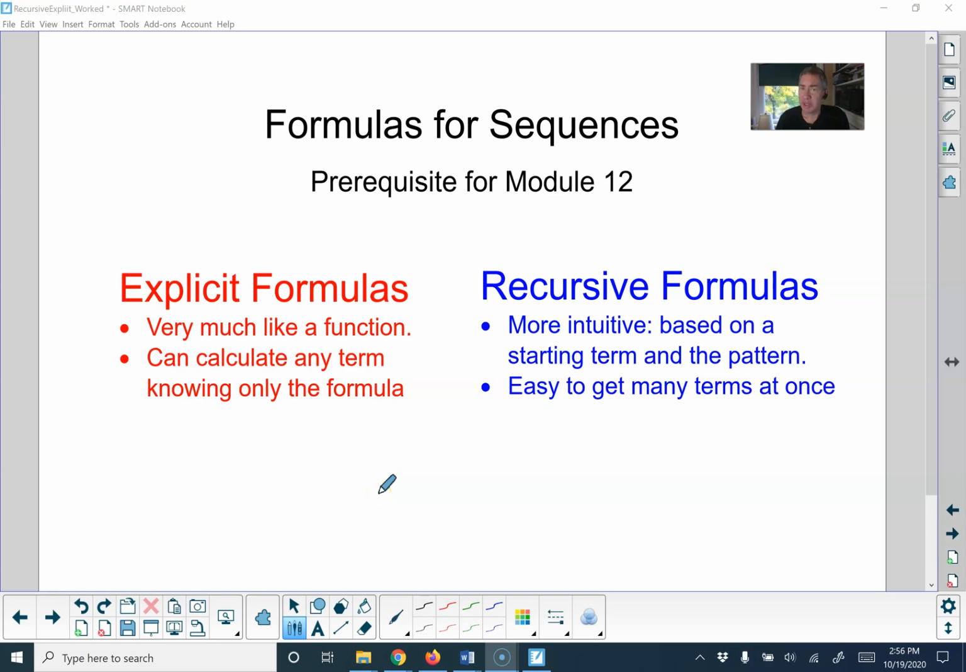Hello, statistics and pre-calculus. A little reminder about what you already know about sequences. A sequence is an ordered list of numbers, and generally you can write a formula for a sequence in a couple of different ways. There are explicit formulas, which are basically functions whose domain is the set of positive integers, so you can find any term of a sequence anywhere just using the formula. There are also recursive formulas, which give you a starting point and a pattern, and that makes it easy to find a lot of terms pretty quickly from the beginning.